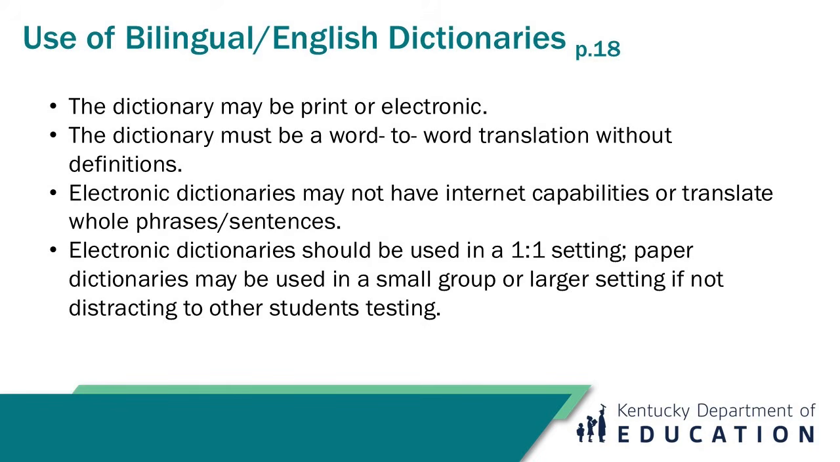When using an electronic bilingual or English dictionary, make sure that other capabilities such as going to the internet, translating whole phrases and sentences, etc., are turned off before using this accommodation on the state-required content assessments. Again, Google Translate or Pocket Talk may not be used. Electronic dictionaries should be used in a one-to-one setting. Paper dictionaries may be used in a small group setting or in a large group if best practices are taken to ensure this does not cause a distraction to other students who are testing.